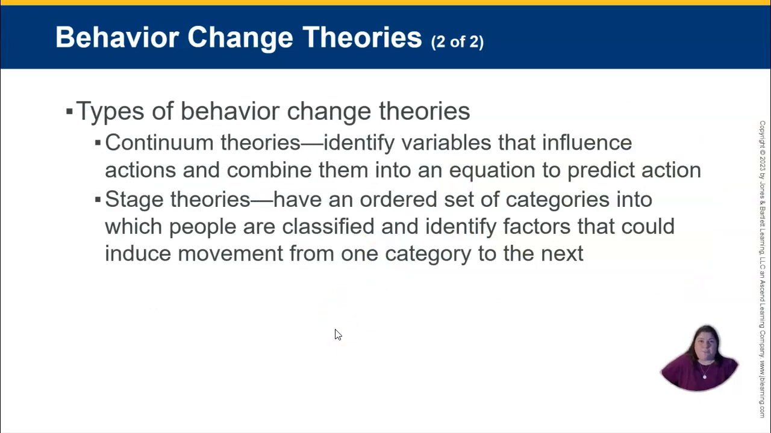We have different types of behavior change theories. Continuum theories look at variables that influence actions and you try to predict something. And then we have stage theories, where there's an ordered set of categories where people are classified, and what you're trying to do is figure out where they are and how you can move them into the next category.